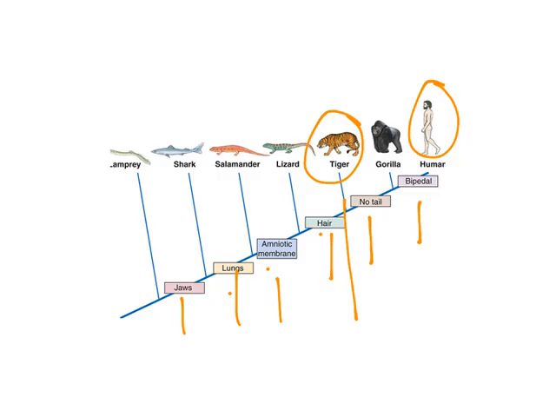I might also say the lizard has an amniotic membrane. That is a true statement. But if I said a lizard has no tail, that would be an incorrect statement. So any trait that is on here must come before the outbreak or the node of that particular organism.